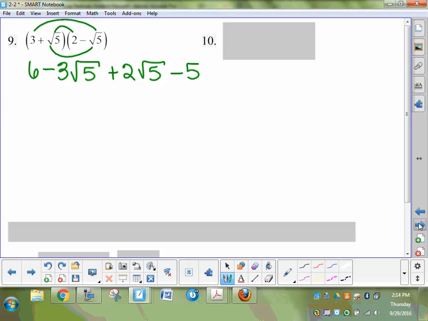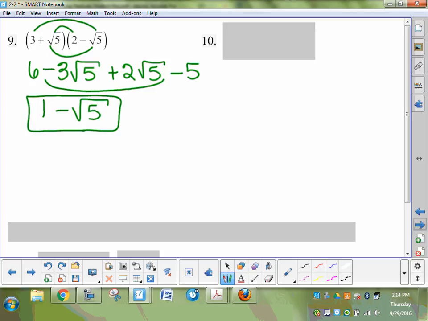Careful. 6 and negative 5. What do they come together to make? Nope, 6 minus 5. 20. And what do you get when you do the 2 terms in the middle? Keep the coefficients the same. What's negative 3 plus 2? Negative 1. So I have negative root 5.